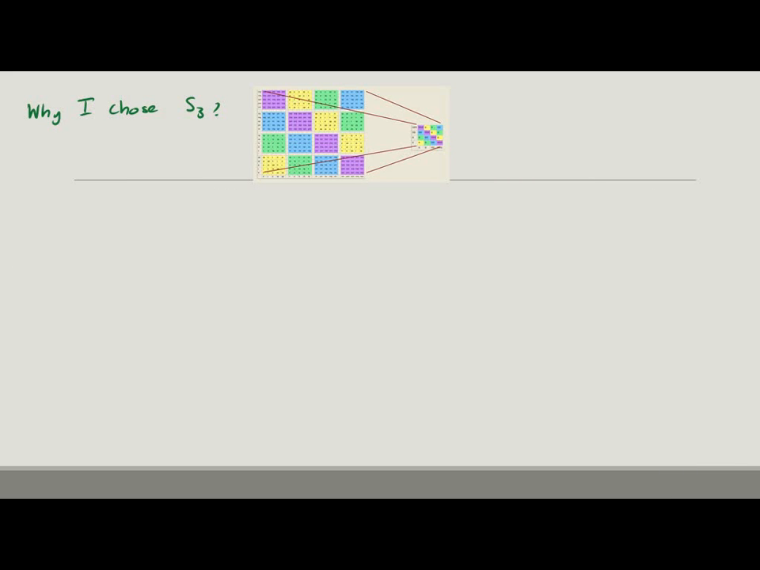Why did I choose S3 to do all my examples? I don't have to ask you this because I think everybody's doing this in class. S3 is not abelian. That's number one. So when I create an example like this, I don't want to go too big, because if I go too big, I'm going to give myself a headache. And I have enough of a headache.